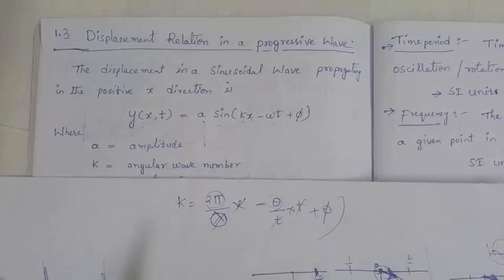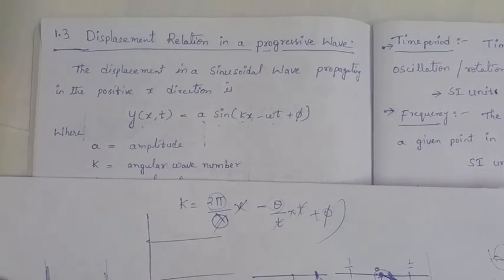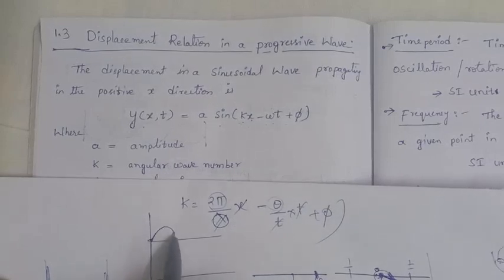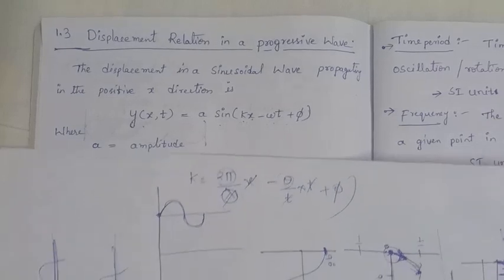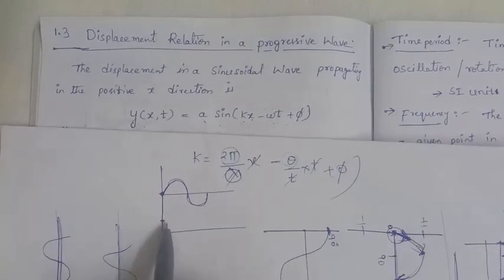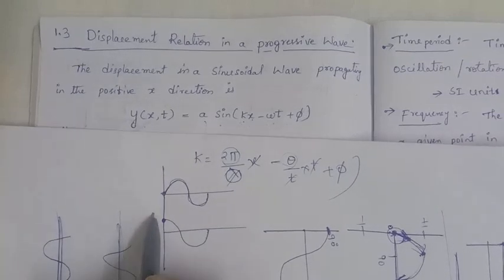Phi means initial phase. Suppose the wave is started here, at that time the initial phase at this point is 0. If the wave is started here, then what is the initial phase? Pi by 2.